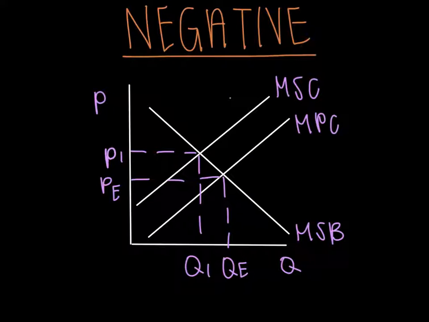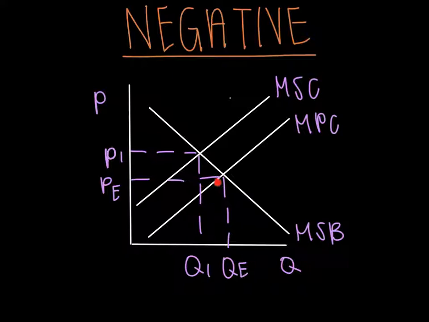There are also three curves on the negative externality graph: the MSC, MPC, and MSB. Social cost, private cost, and social benefit. The MSC is greater than the MPC because the cost to society is greater than your personal cost. So the social cost is greater than the private cost.